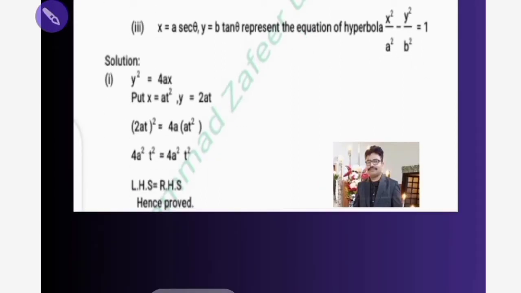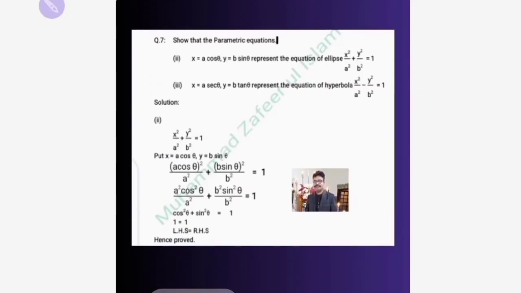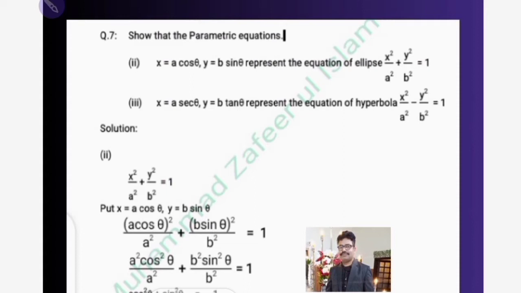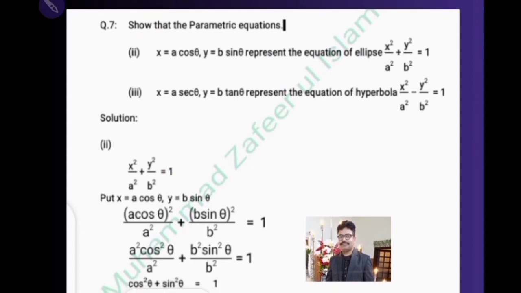Now we will simplify the next part, that is x is equal to a cos theta and y is equal to b sin theta, which represents the ellipse. We will discuss parabola, ellipse and hyperbola in conic sections, that is conic section 2 in chapter 6. Parabola has 4 shapes, ellipse has 2 shapes and hyperbola has 2 shapes. We will discuss them in detail in chapter 6.